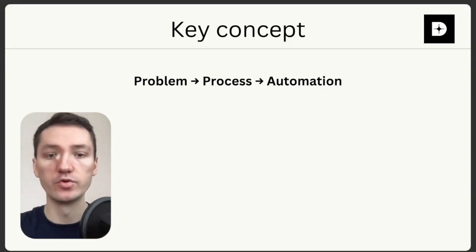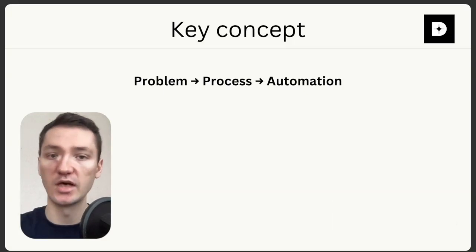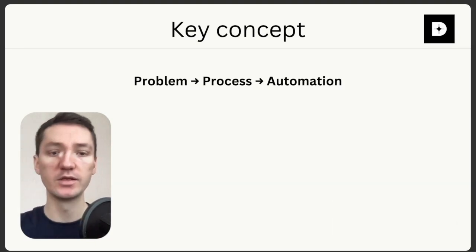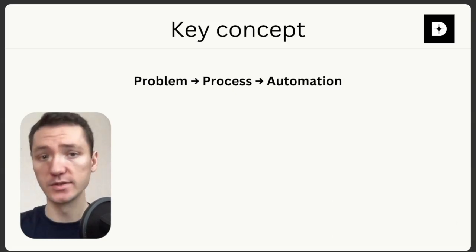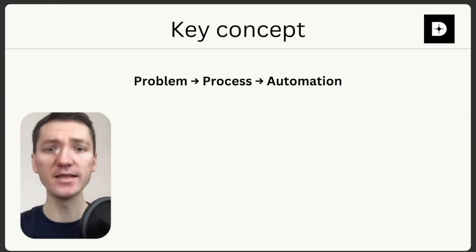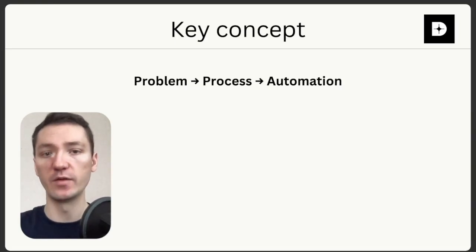So let's go back to our key concept, which we discussed previously: problem, process, and automation. We gathered the specific list of problems, which is actually part 1. And it is super important, because without doing that, you won't understand which processes you actually have in your business. And as a result, you won't have the ability to automate them and solve them.